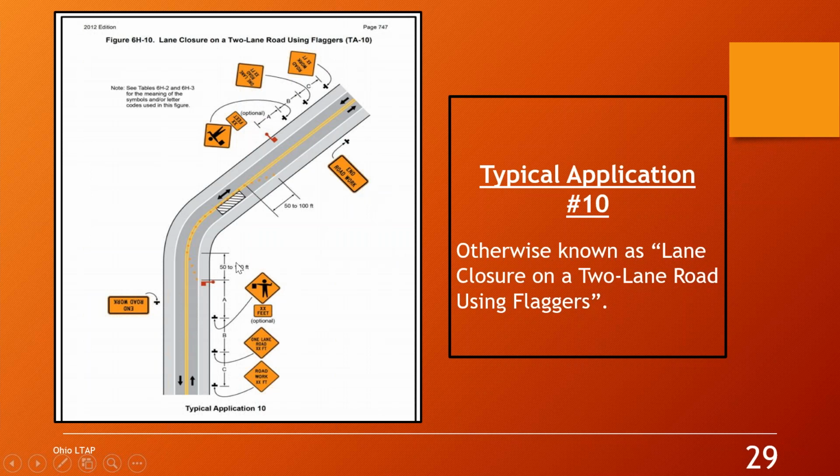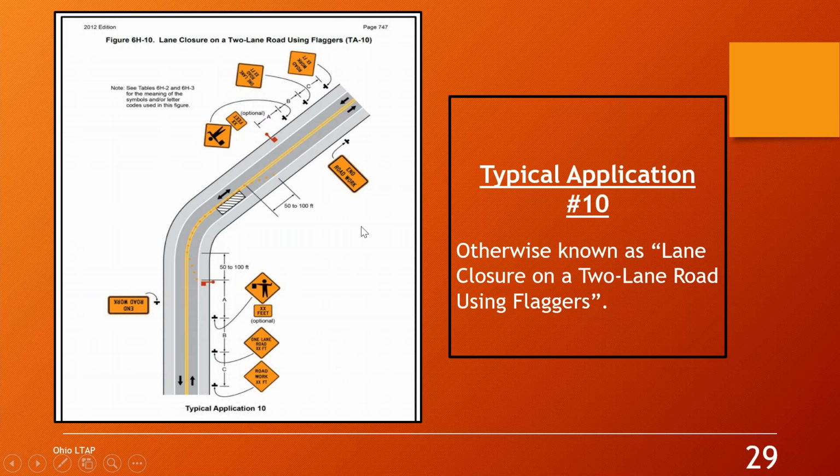And we have the end road work sign as well. That's actually a standard in a flagging operation. In some different work zones, it's optional, but when you're flagging, you need the end road work sign placed so that the motorist knows that they don't have to worry about any other flaggers.